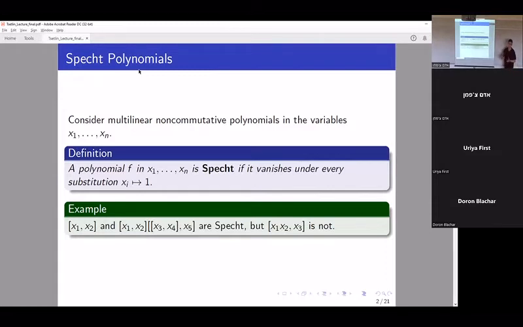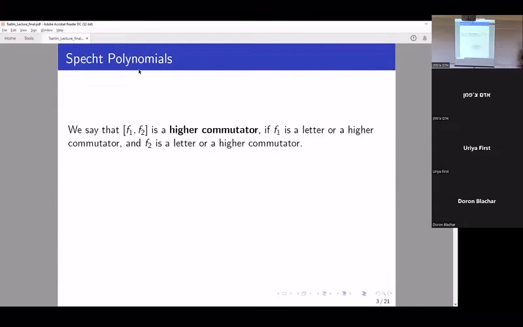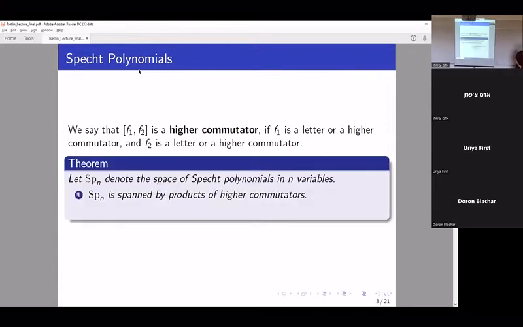We have an inductive system that helps us to construct all of them, and it's given by higher commutators. We say that the commutator of two polynomials is a higher commutator if each one of them is either a letter or a commutator or a higher commutator. So we can take commutators of higher commutators, and we can replace iterated commutators and so forth. It turns out that this gives us a full description of the Specht polynomials. The subspace is spanned by products of higher commutators.